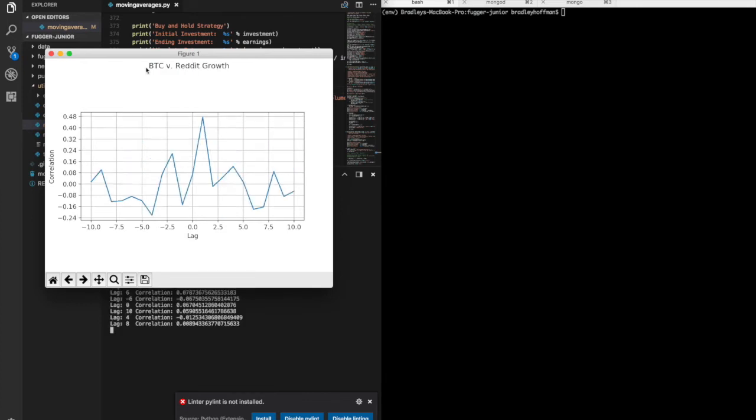In this next one, we are seeing the price of Bitcoin correlated with the Reddit subscriber growth for the Bitcoin subreddit. In this case, Bitcoin is pretty well correlated with Reddit subscriber growth, but Reddit subscriber growth would not be a good indicator of Bitcoin price growth. It's the other way around, where a rise in Bitcoin means that there is probably going to be a rise in the Bitcoin subreddit subscriber growth.